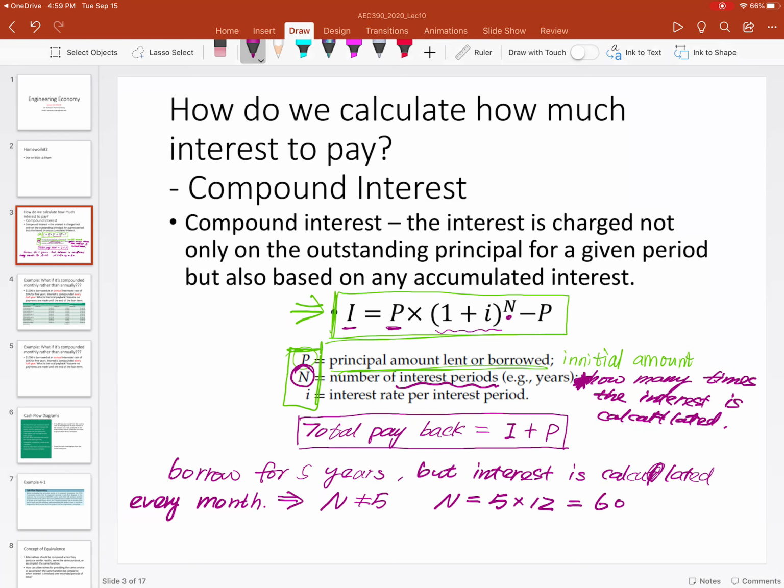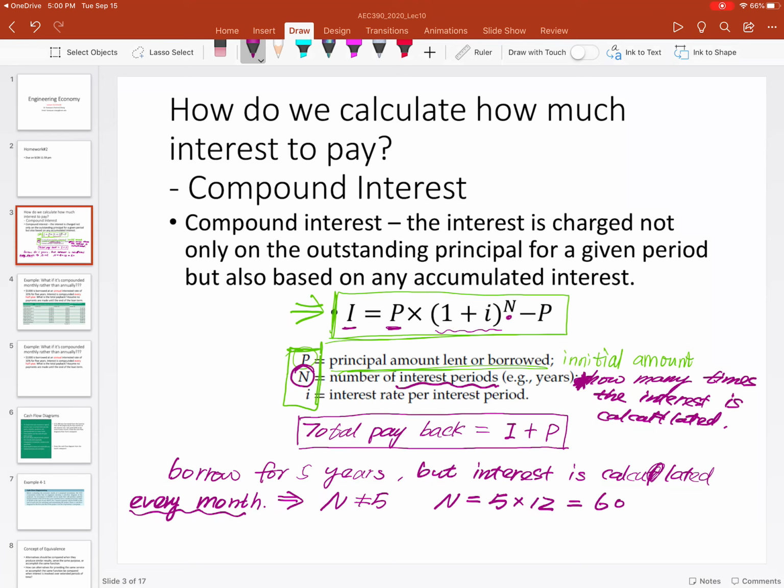Does it make sense to you? Because every year the interest is calculated 12 times, right? Because it's calculated every month, and each year has 12 months, which means each year it's calculated 12 times. And for 5 years in total, it's calculated 12 times 5, which is 60.